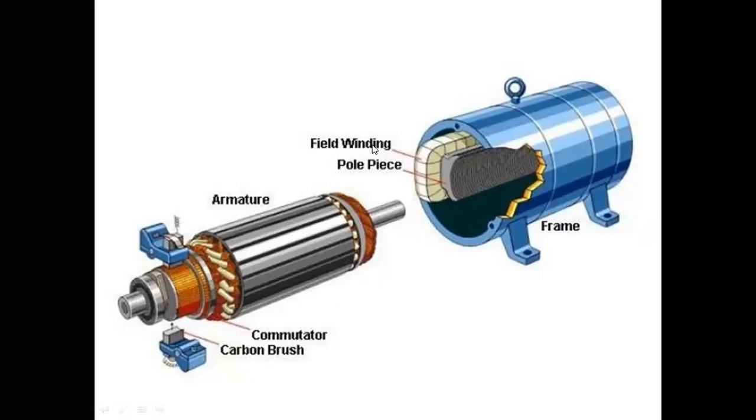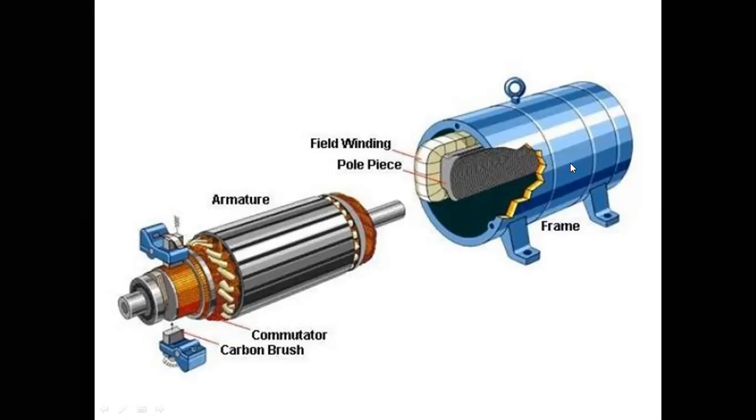Because what we are saying, this frame, the outer covering, is the stationary part of the DC machine on which the main poles and commutator poles are bolted, and it forms the supportive structure by connecting the frame to the bed plate. So here we can say this frame is working as a yoke.